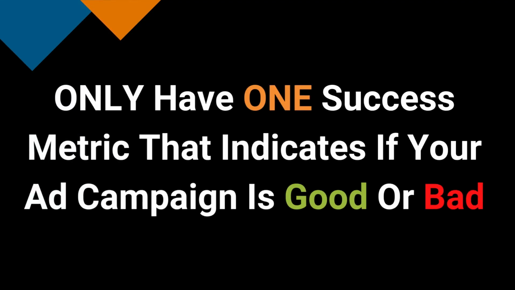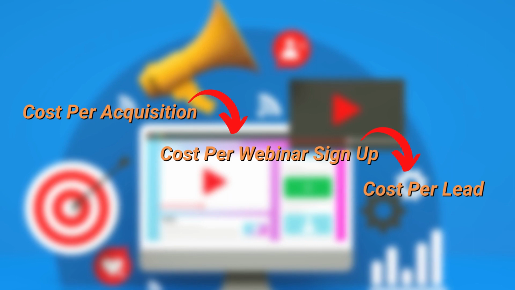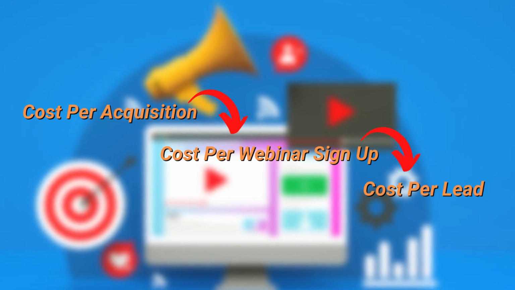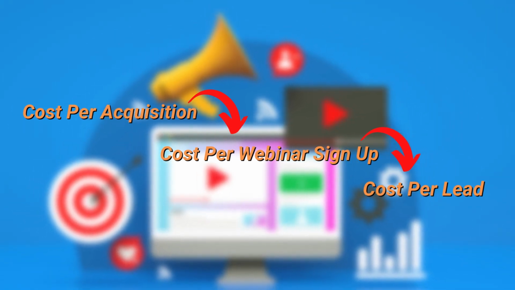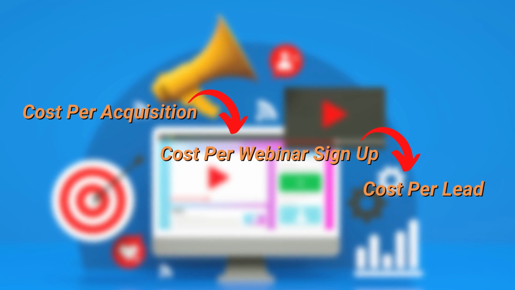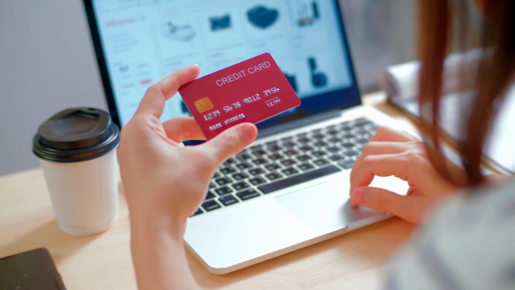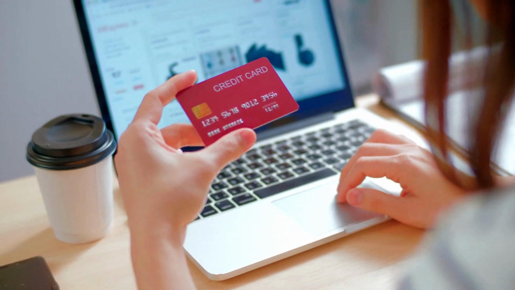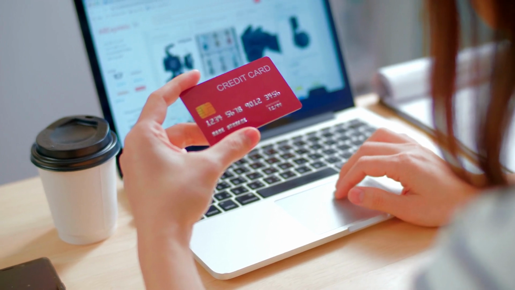When you launch your campaigns, you should really only have one success metric that indicates if your ad campaign is good or bad. Usually, this is your CPA, your return on ad spend, your cost per lead, or your cost per webinar sign up. You always want to know this number first to let you know if a campaign works or not. For me, it's always down to the customer.